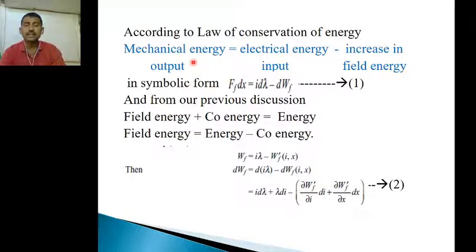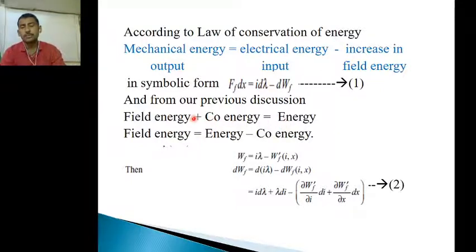So what is the mechanical energy output? Ff into dx is equal to E into I into dt. But E is equal to d lambda by dt, so I into d lambda by dt into dt, the dt cancels. We get I into d lambda, and the field energy change we can give as minus dWf. And we already know that field energy plus co-energy is equal to total energy.